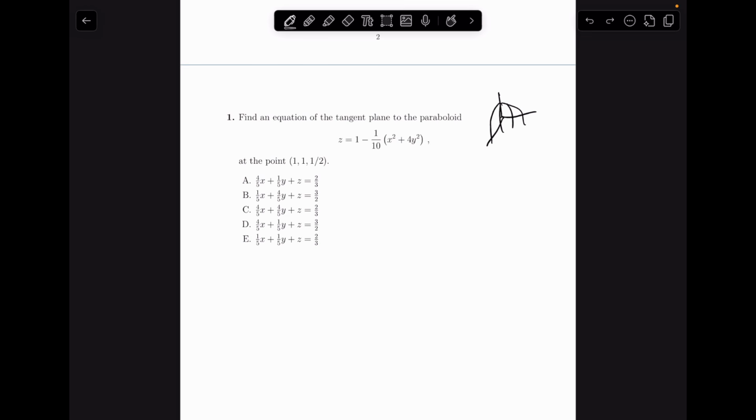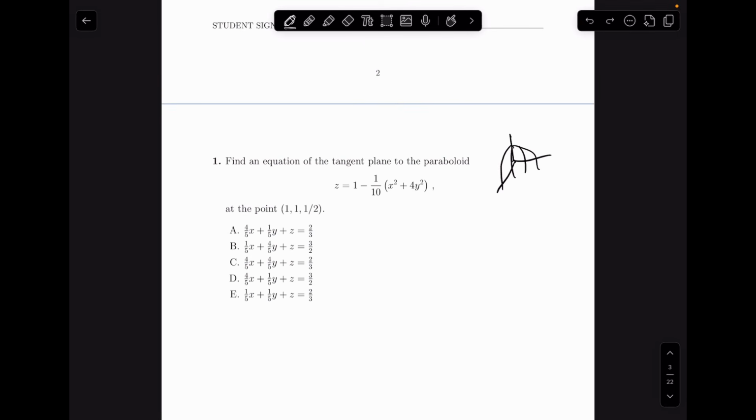Okay. Tangent plane. So we know our standard form of the tangent plane we can write as the x partial of f times x minus a, plus the y partial of f times y minus b, plus the z partial of f times z minus c equals 0, where our point is (a, b, c). That's the point at which we're looking for the tangent plane. And fx, fy, and fz are the partials of some function f of x, y, z.